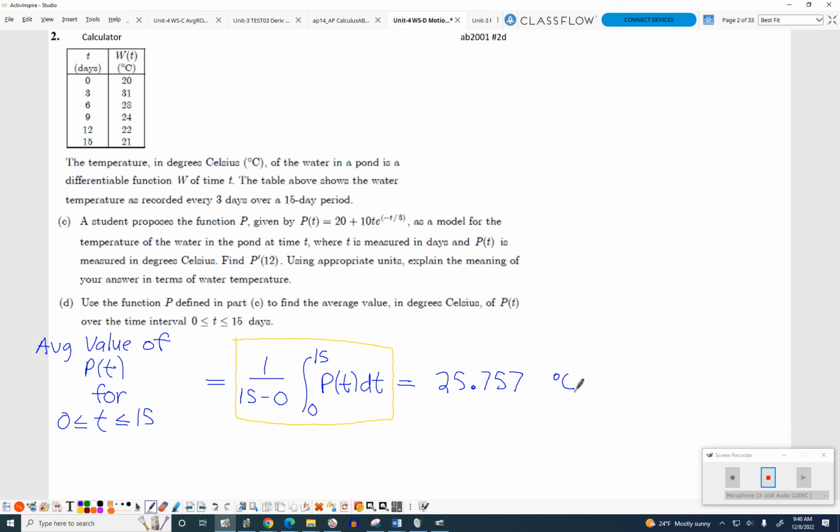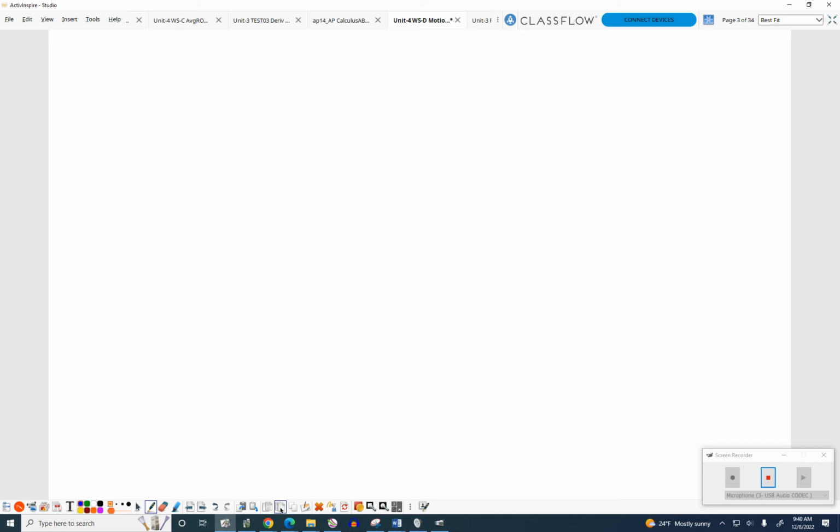For example, we could do this. We could say, let's make dt 0.5. So if I want to show what the calculator is going to do when it does that integral, we've got the integral from 0 to 15 of P of t dt.